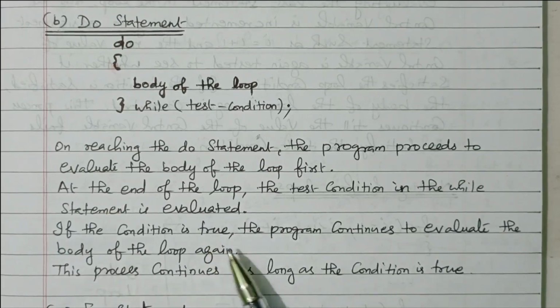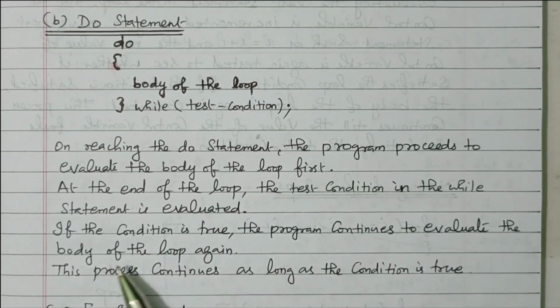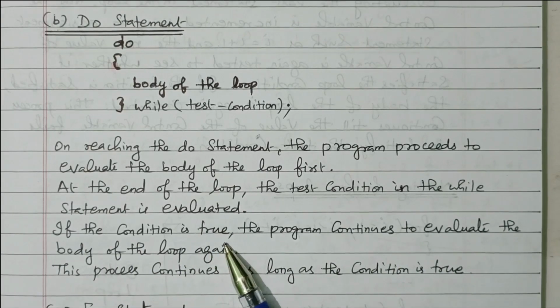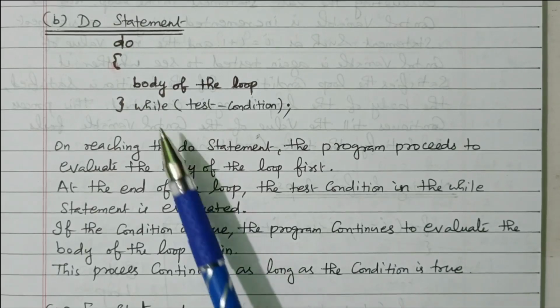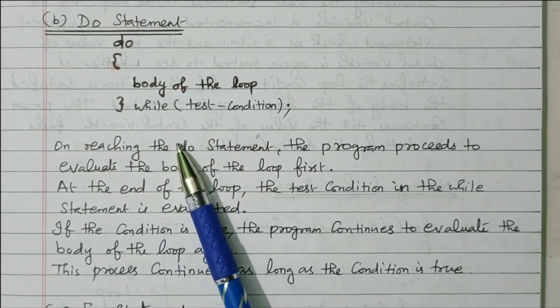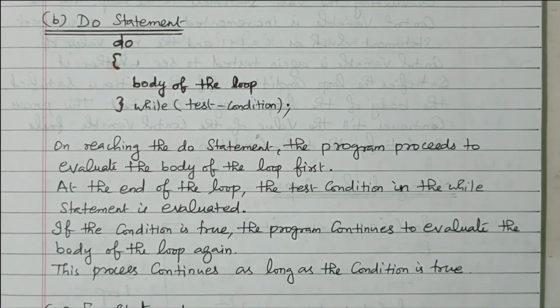After executing the body of the loop only, the test condition is evaluated. If the condition is true, the program continues to evaluate the body of the loop again. This process continues as long as the condition is true. If the condition is false, then only it will stop the process. Now we'll see the example program for this do statement. It is an exit level statement.